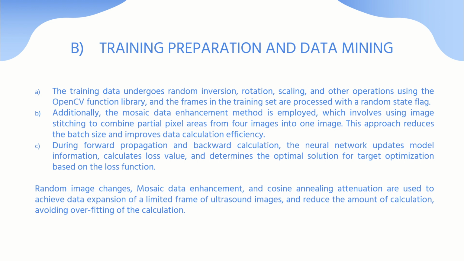And the mosaic data enhancement method is used, as I already said before. The principle here is to use image stitching to cut partial pixel areas of 4 images and stitch them together into one image. That is, 4 pictures are calculated each time, so the batch size will not be large, and it will save calculation time and reduce unwanted calculations. During forward propagation and backward calculation, the neural network updates model information. It will calculate the loss value. All this is done to reduce the amount of calculation and to avoid overfitting.